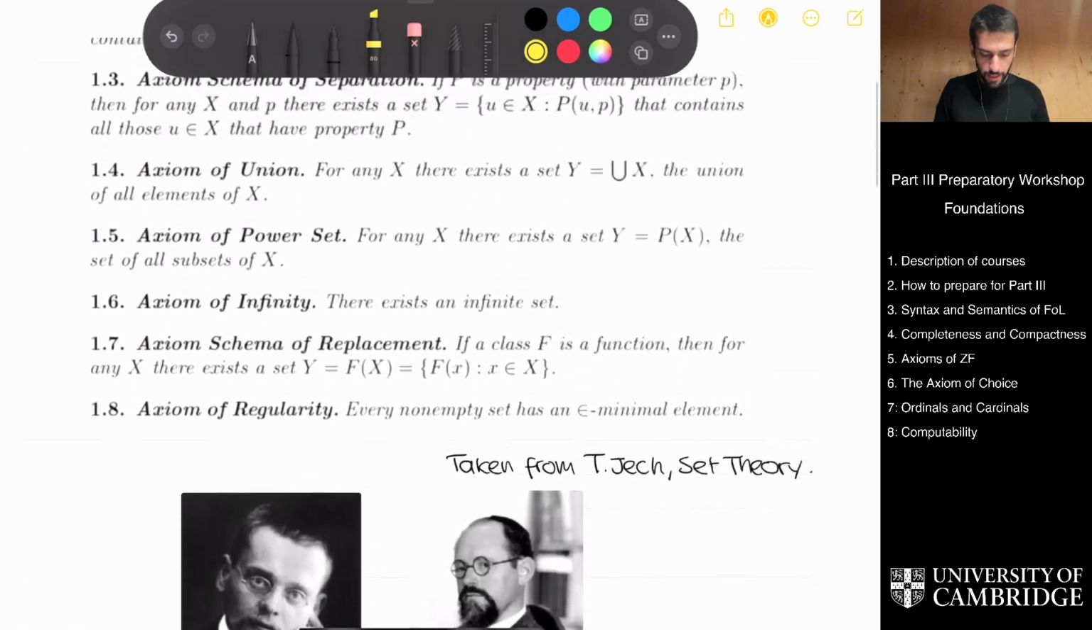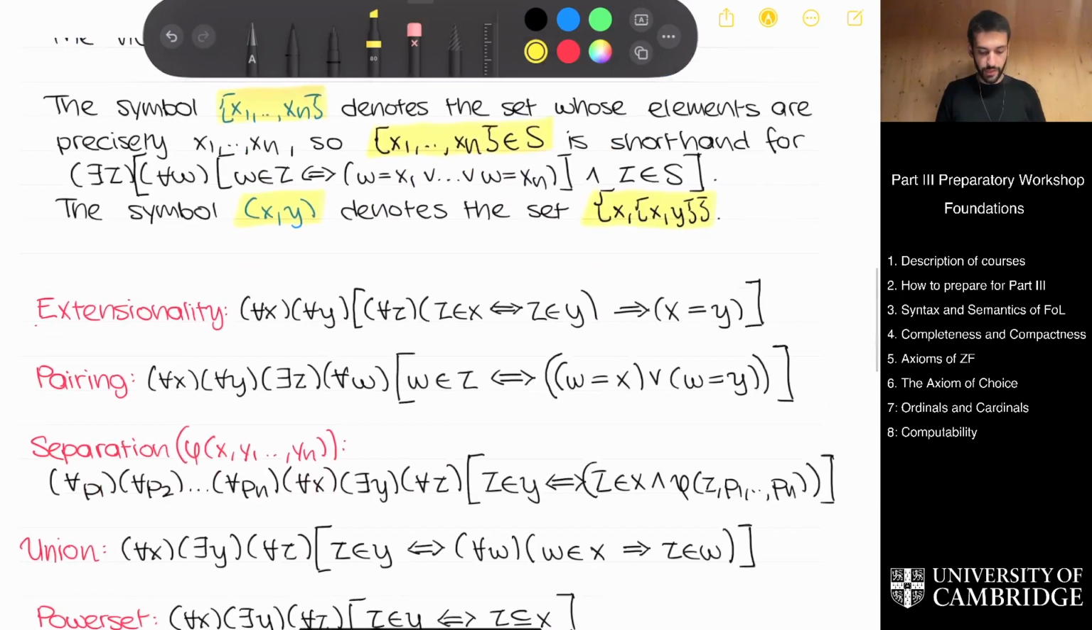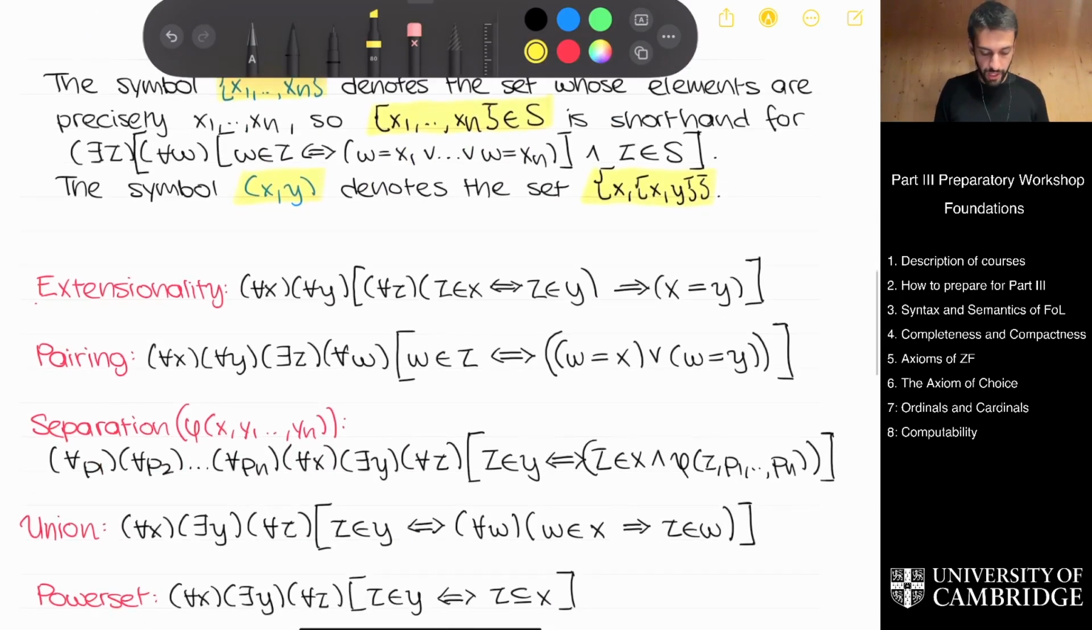Pairing. So pairing, recall that it should say that for any two sets, there's a set that contains exactly these two things. How can we say that? Well, it should say for all x, for all y, so these are the two sets, there exists a set z. Now what I want to say is that all elements of it are precisely x and y. So that's what I'm going to say. So for all w, these are going to be elements, w is in the set z if and only if w is equal to x or w is equal to y. This is the pairing axiom.